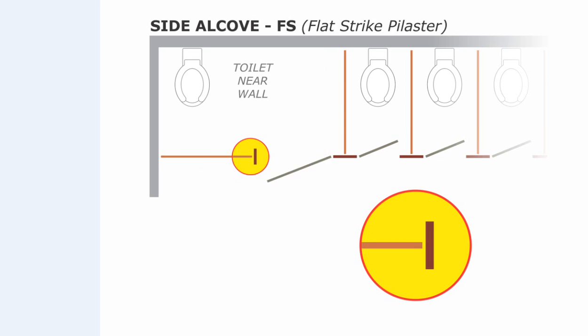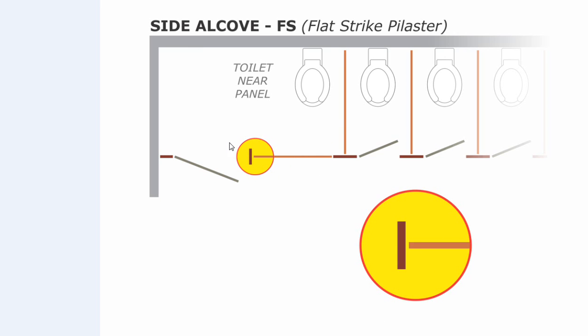And the side alcove FS, or flat strike, is again an additional panel when the toilet is left, and the door is opposite the toilet, and that is rotated 90 degrees relative to the panel, and the same thing with the toilet right or door left.